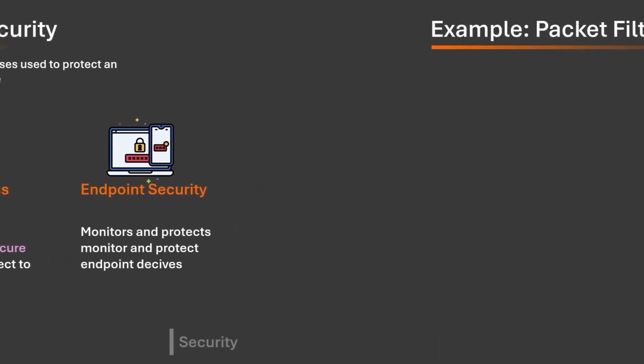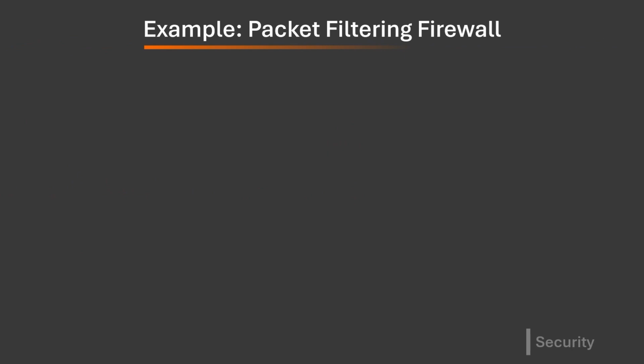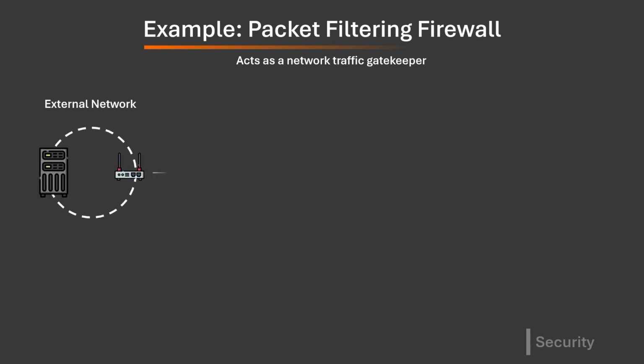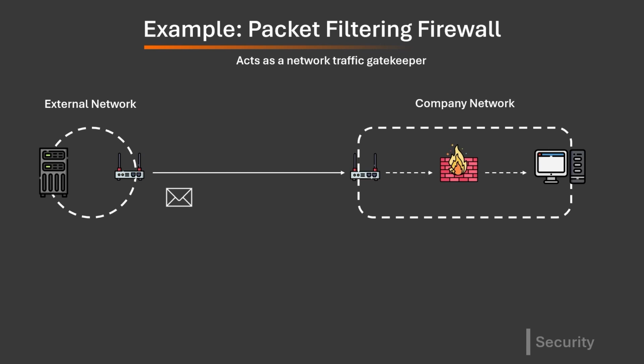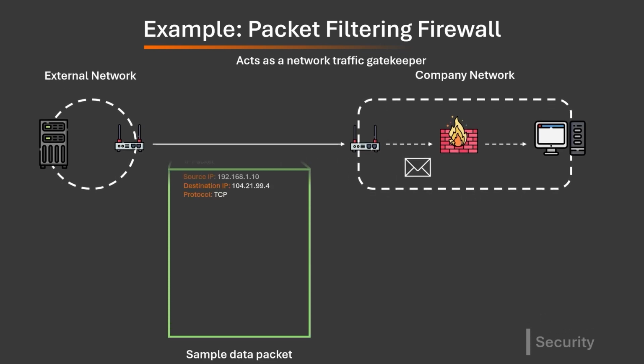Let's zoom in on one of these tools, which is the packet filtering firewall. It is one of the most basic yet foundational types of firewalls used in most corporate environments. It acts as a network traffic gatekeeper, analyzing data packets based on defined rules and deciding whether to allow or block them. So when data is transmitted over a network, it is broken into packets, which are small chunks of information. Each packet contains the source IP, destination IP, the transmission protocol, and port number.